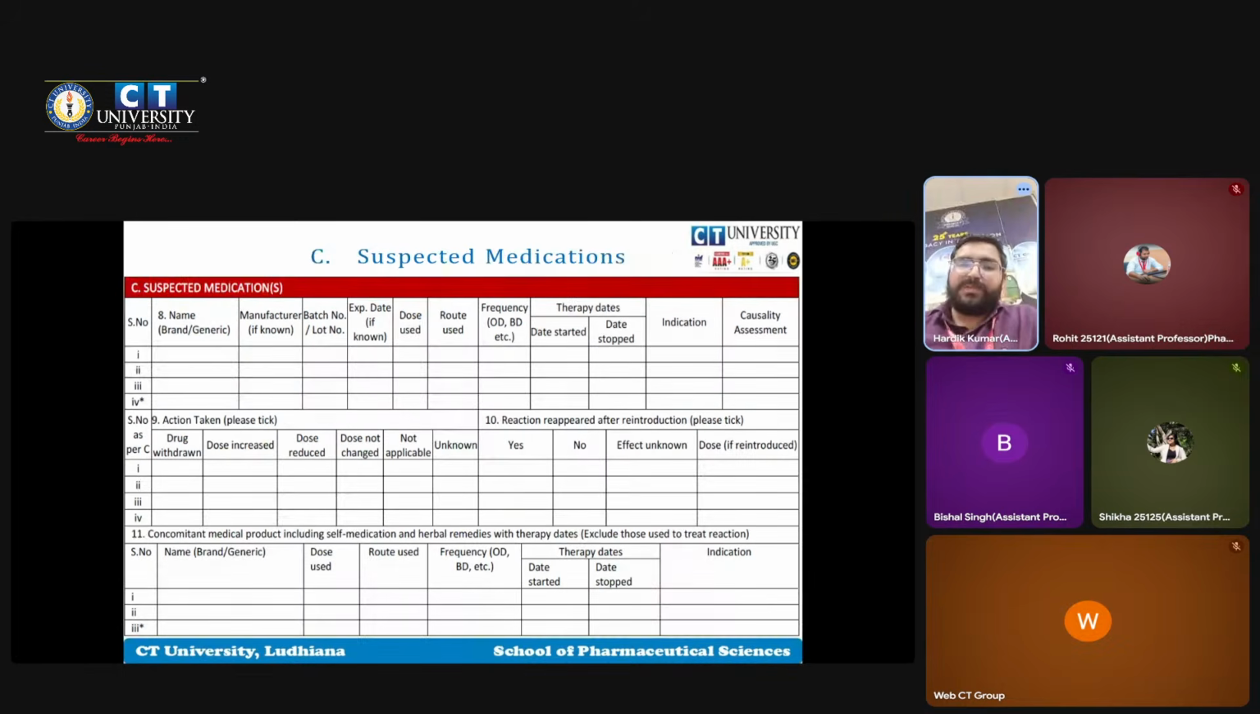Next slide, please. Here are the suspected drug medication details in which you have to write the brand name or its generic name, manufacturer if you know, batch number, date of expiry if you know, dosage used, route of administration, frequency like TDS, BD, OD, and therapy dates on which the therapy of the drug has been started and on which the drug has been stopped.